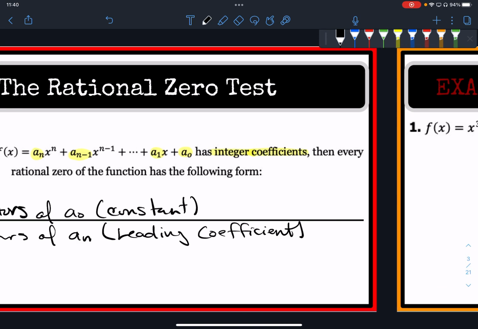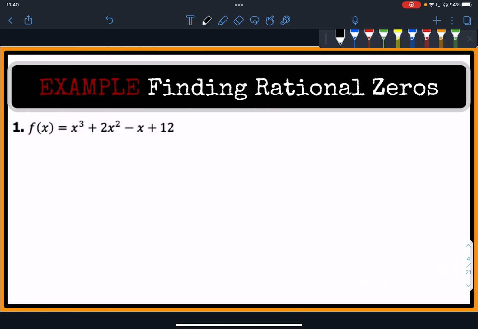So let's jump into an example of this. Here we have a polynomial and it satisfies all the conditions. We have a polynomial, and the coefficients are all positive and negative whole numbers. So I can figure out all of the possible zeros, everything that can make this equal to zero, by getting the factors of our constant, which is 12, and dividing it by the factors of our leading coefficient, which is 1.